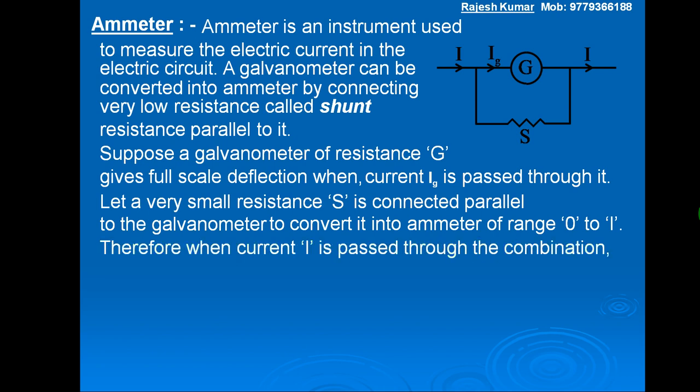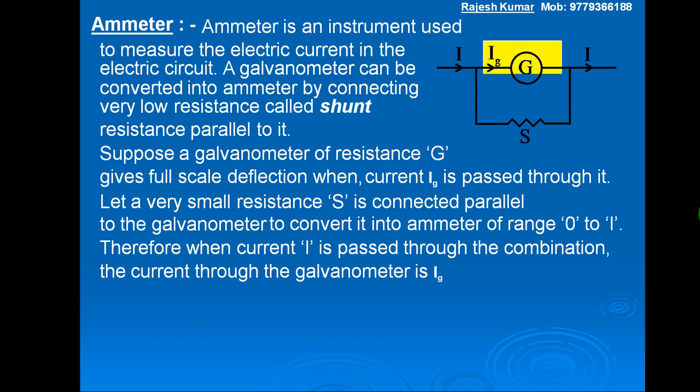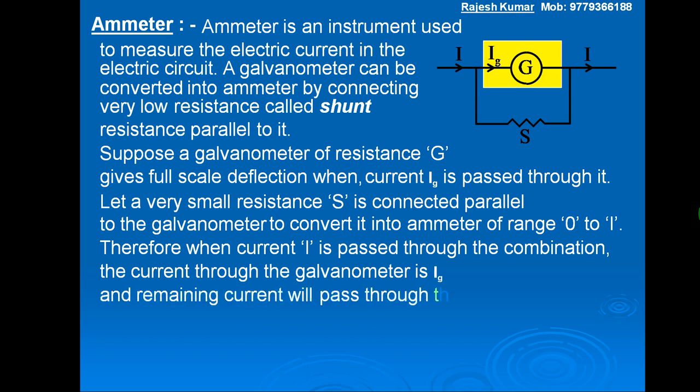Therefore, when current capital I is passed through the combination, the current through the galvanometer is Ig. That is, current passing through the galvanometer remains the same, Ig, and the remaining current will pass through the shunt resistance S. The remaining current I minus Ig passes through shunt resistance S.